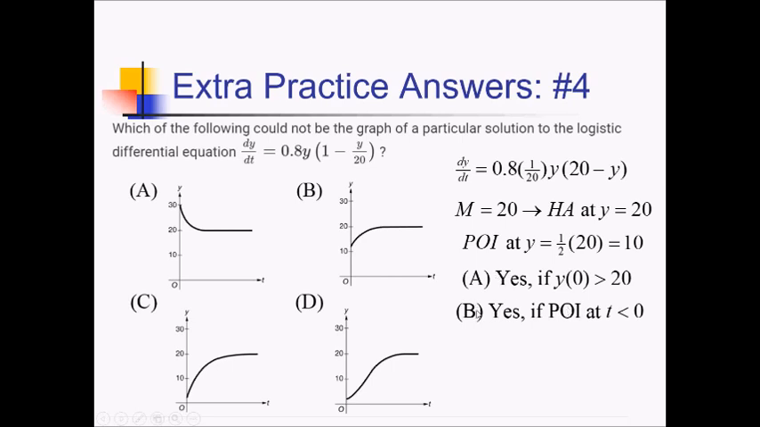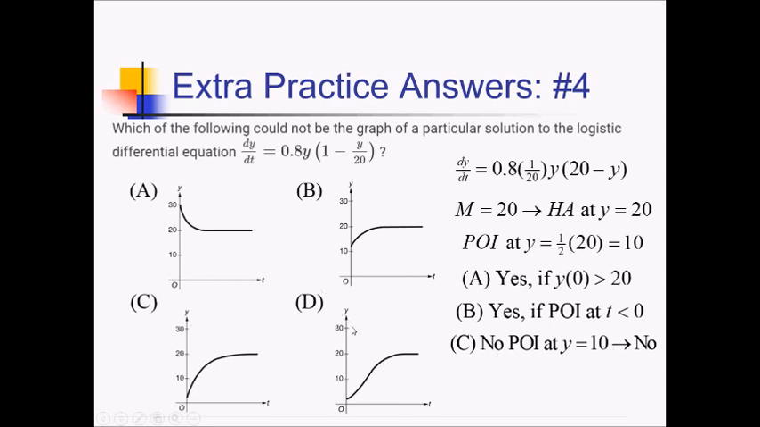Can't rule them out. Now for choice C, we can see the part of the graph that is at y equals 10, and this is clearly not a point of inflection right there. So C definitely could not be the solution to this curve because we can see what's happening at y equals 10, and it's not a point of inflection. So this is a big no right here. We're probably going to end up picking choice C.